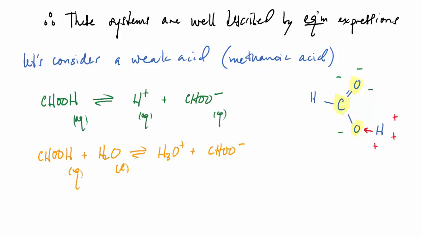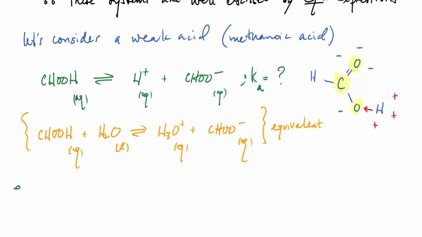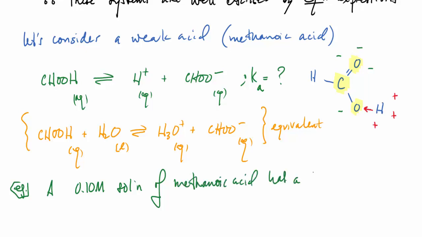Anyway, here are two expressions that equally show the ionization of methanoic acid. One of them has the water in it and one of them doesn't, but really it's the same. We'd like to know the Kc, or let's call that the Ka, for the acid dissociation of this equation. Well, let's have a look and see if we can work that out.